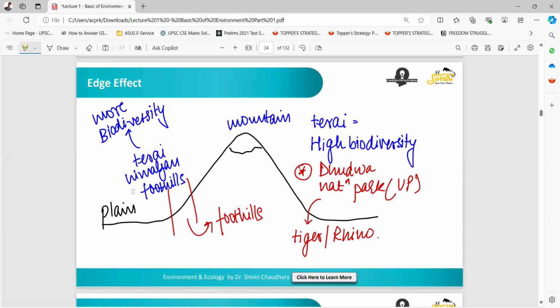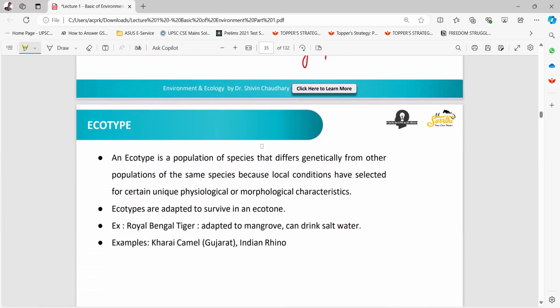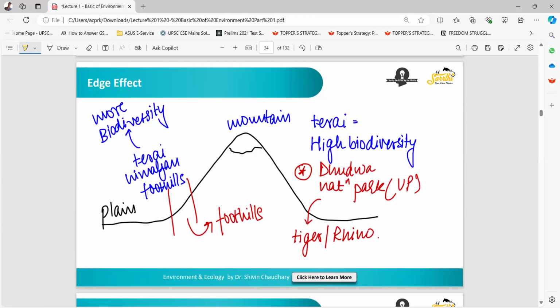Okay, plains, foothills, terrain. Himalayan foothills, more biodiversity. Mountain terrain is equal to high biodiversity. Dudhwa National Park, UP. Tiger or rhino, Dudhwa National Park. Okay, so edge effect is this.